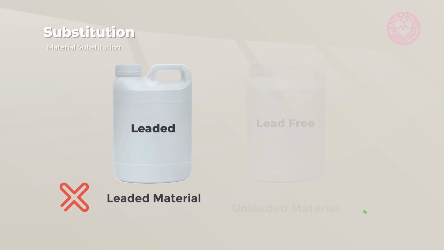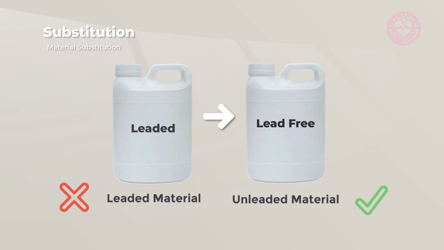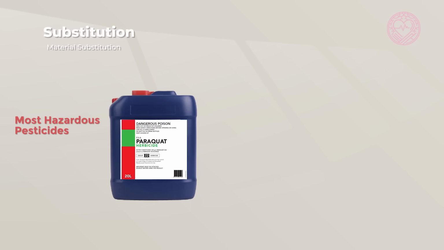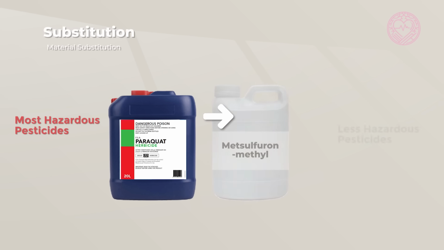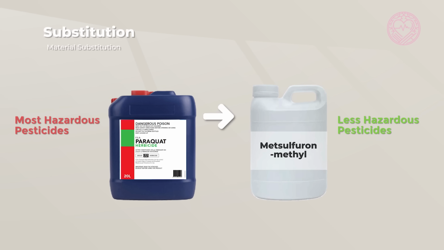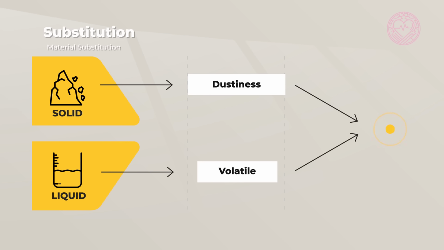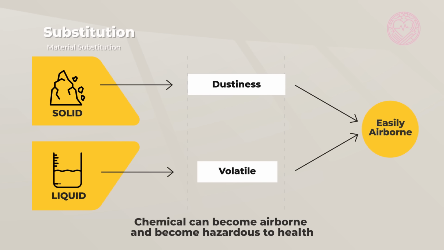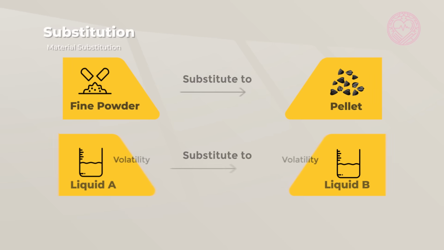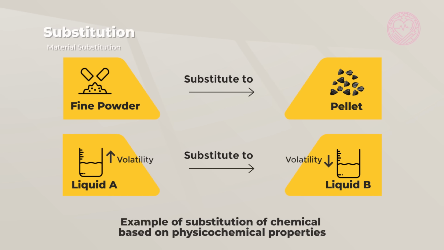2. PTD in material substitution. Example, substitute lead material with unleaded material. Material substitution from paraquat pesticide to less hazardous pesticides. Example, metsulfuron methyl, sodium chlorate, bromacil. Materials in solid form are easier to manage compared to liquid or gas form because they are in a more stable state.